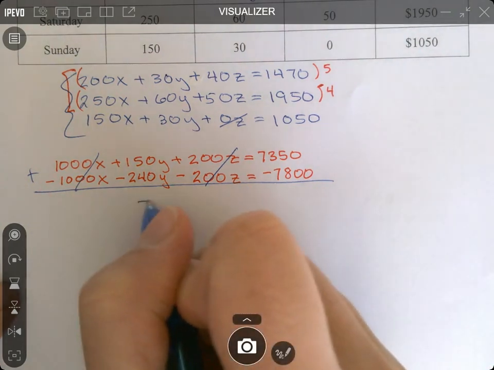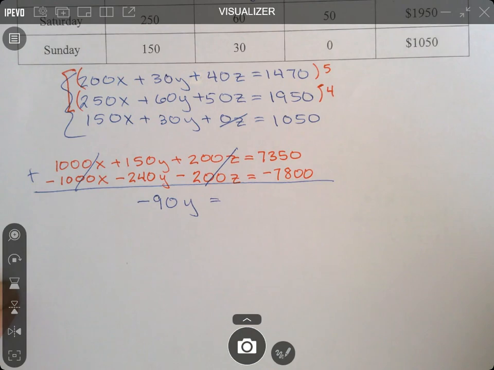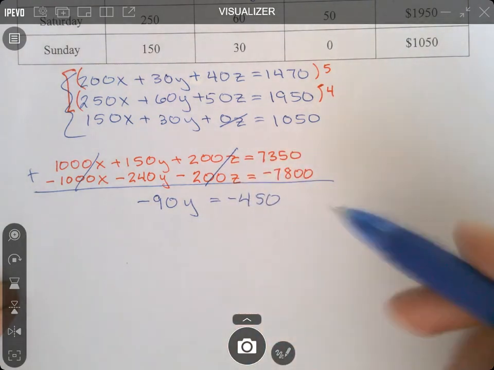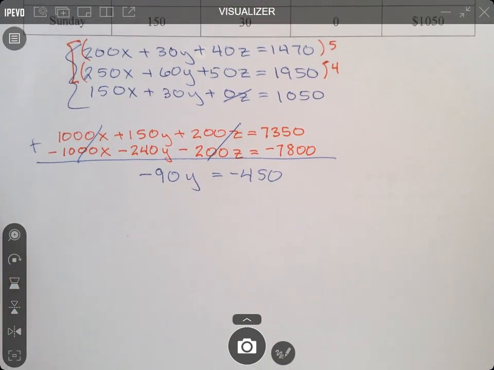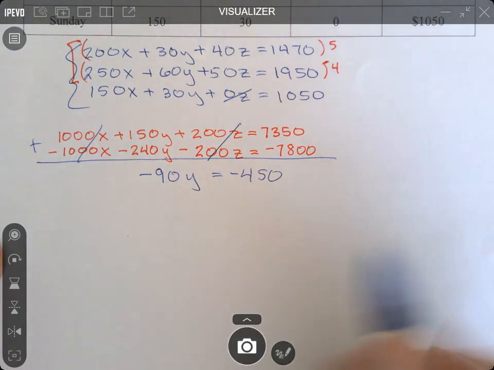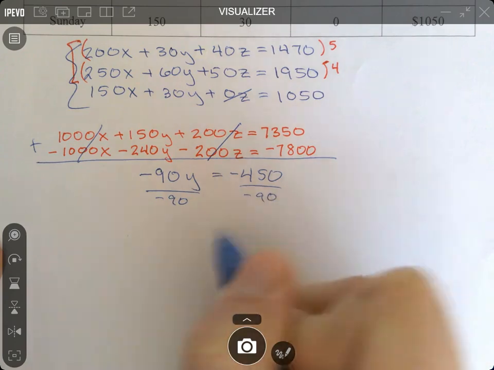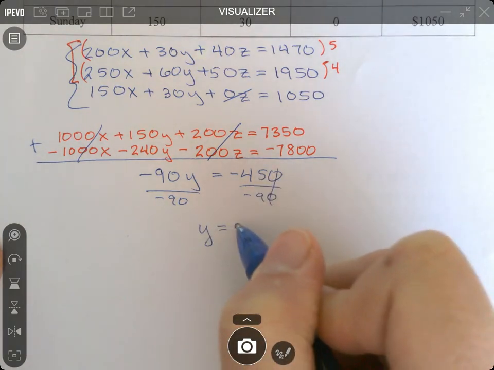So I'm getting this as negative 90y equals, I want to check myself, yeah, negative 450. See if you agree with my numbers. And when I'm working with numbers like this, I'd be double checking myself. And then I'm going to divide both sides by negative 90. Now the zeros cancel, right? Negative divided by negative, I should get 5.